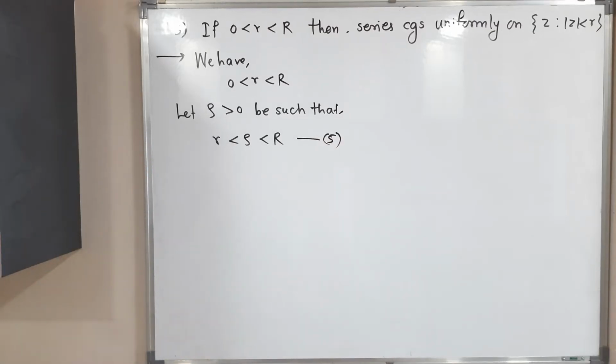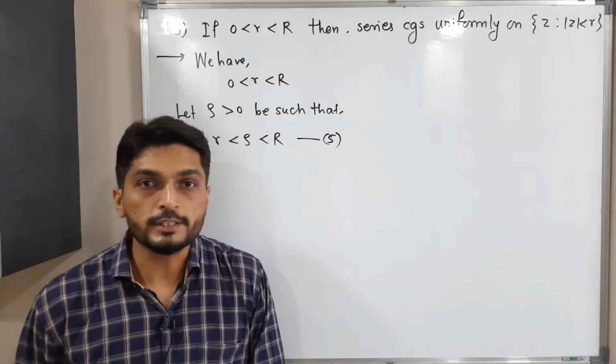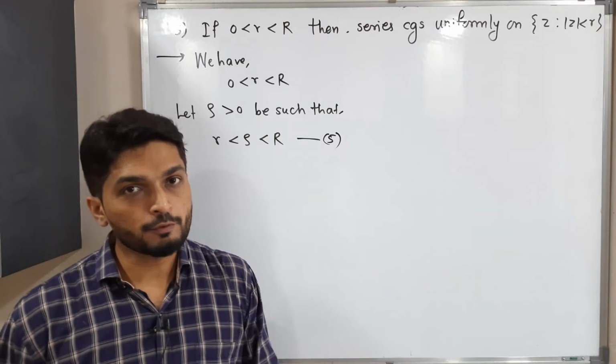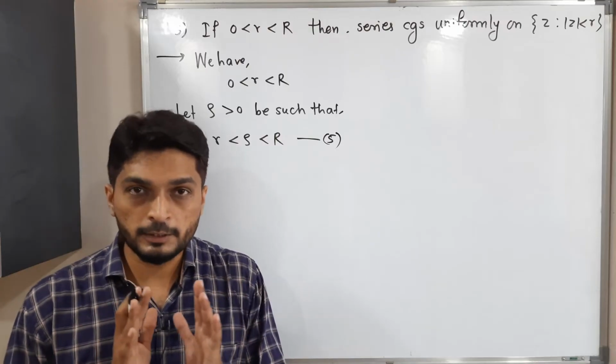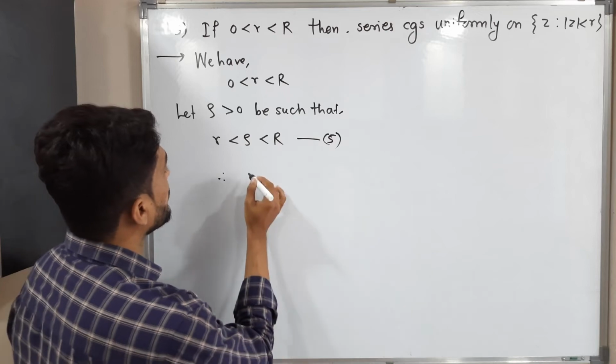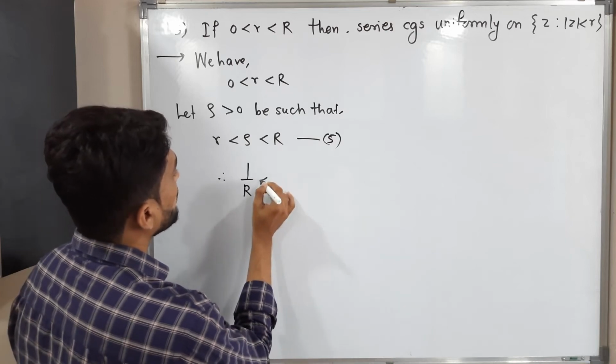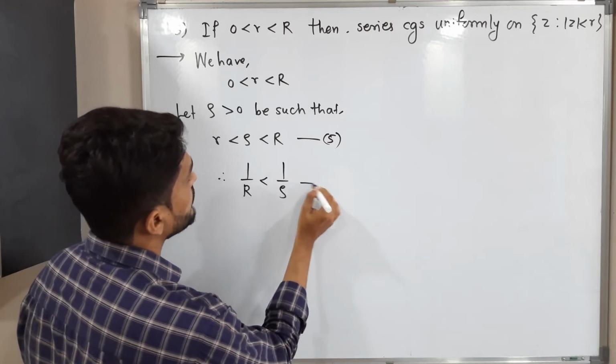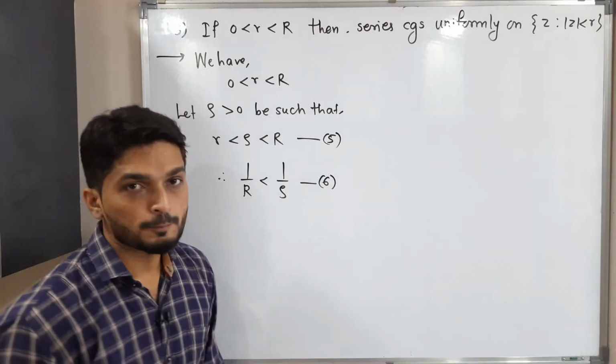Now what will we do? I will take the reciprocal of both sides. You know that when we have an inequality and take the reciprocal, the inequality changes. Therefore, 1 by capital R less than 1 by rho. This is inequality number 6.